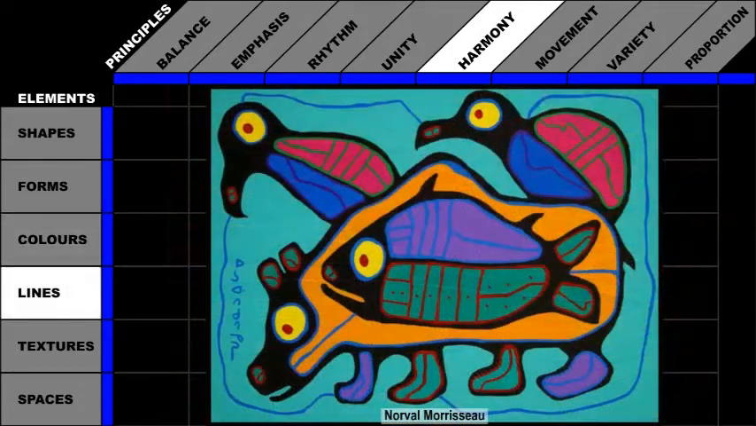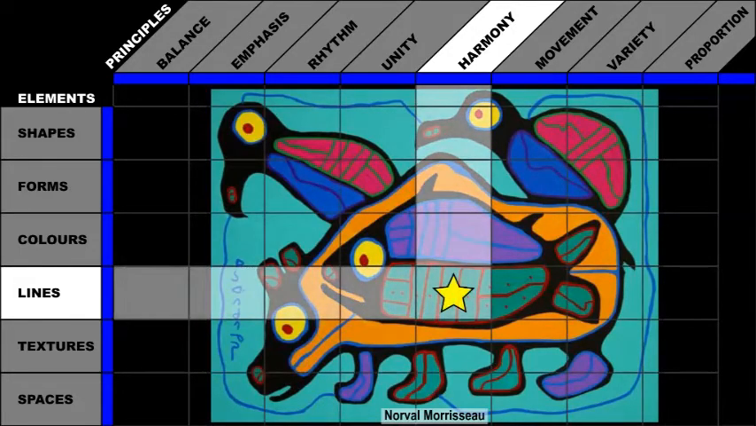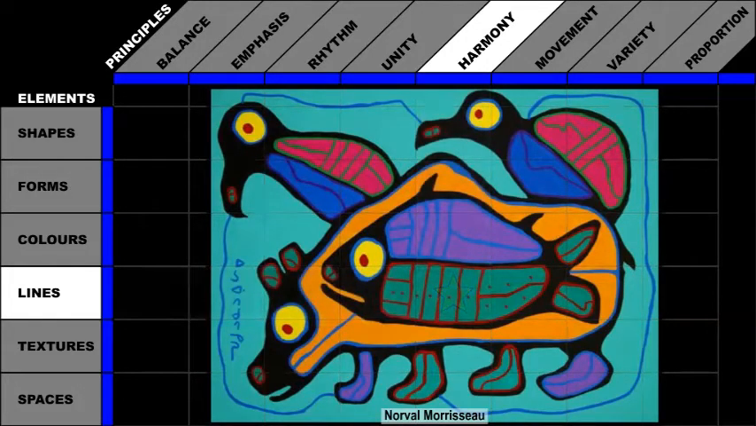Look at the lines used by Canadian artist Norval Morrisseau in his colorful painting. Some are straight, others are curvy. Some define edges of shapes, others float freely. The lines differ in color but not in thickness. All of the lines look like they belong together in one family. Norval Morrisseau used lines to create a feeling of harmony in his painting. The elements of design work together to create a positive attitude.